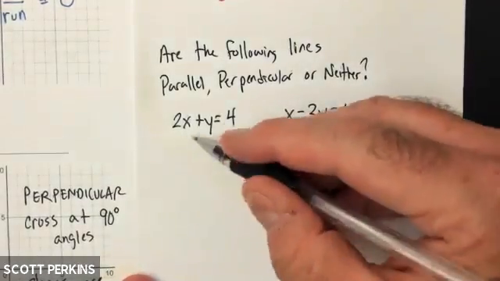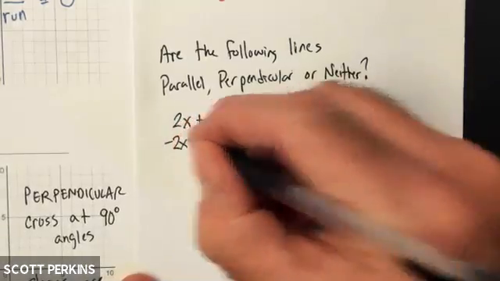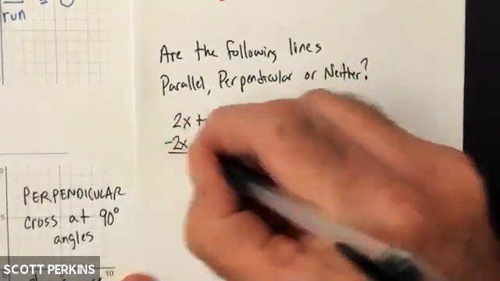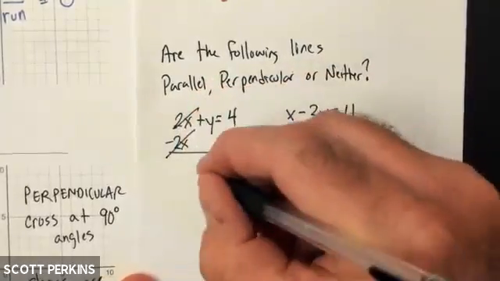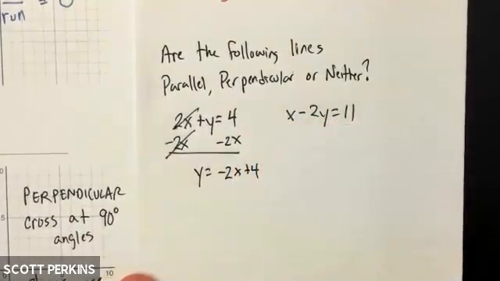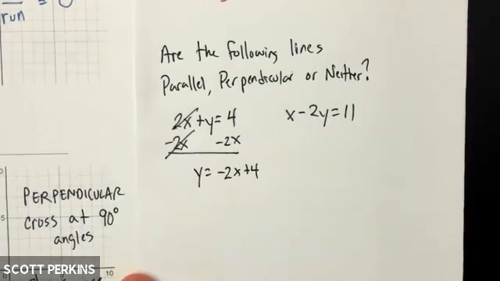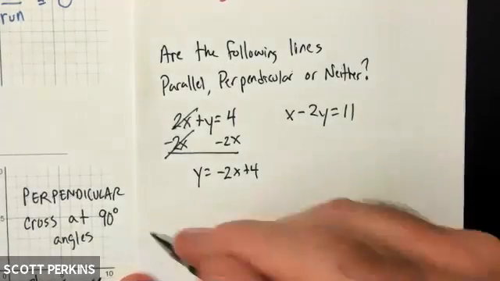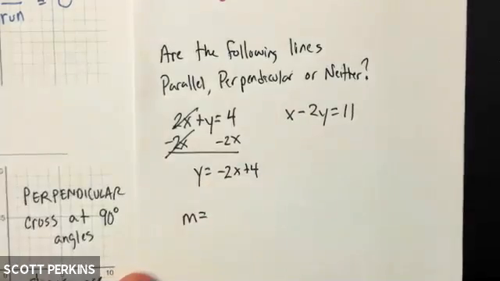So the first line, I've got to move the x term, so I'll subtract the 2x. The 2x's cancel, and I have y is equal to negative 2x plus 4. Those are not like terms. There's actually nothing to divide by on this. So what's the slope of this first line right here?